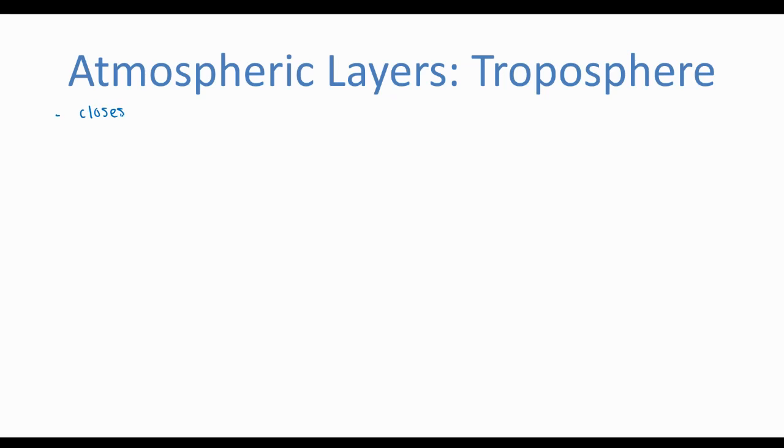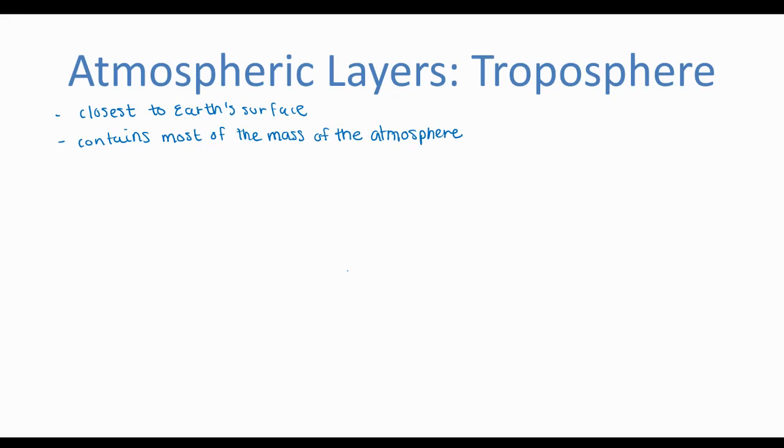This is the layer closest to the Earth's surface. And it contains most of the mass of the atmosphere. This is because the other layers are not as densely packed. Their gas, or I should say, their gas particles are very spread out. Weather is going to occur here. So this is a layer where weather happens.